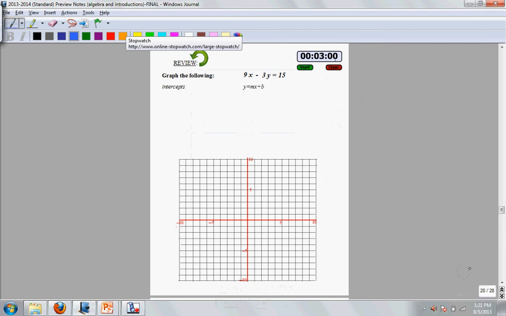I'd like you to take 3 minutes, and I'd like you to attempt to graph this problem. If you are done early, just fast forward the timer, but you have 3 minutes to attempt to graph the problem below.